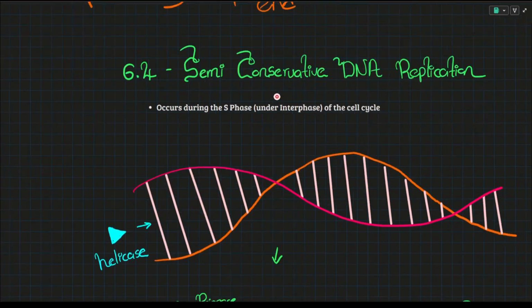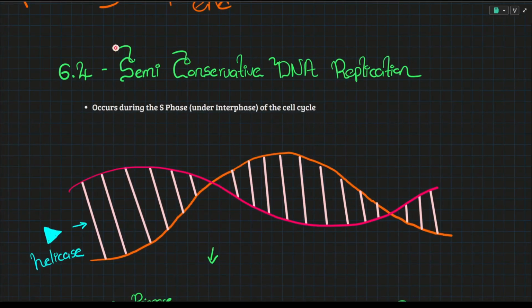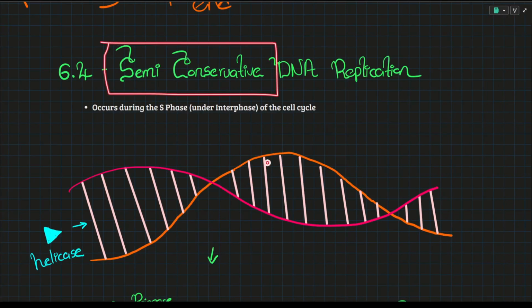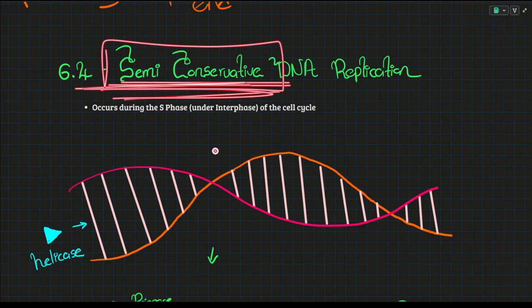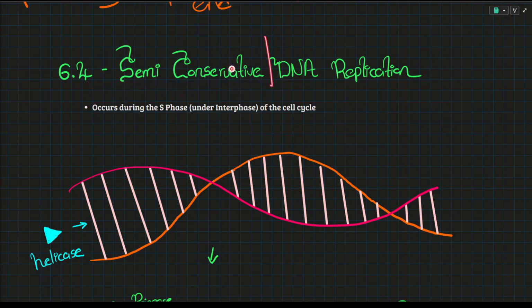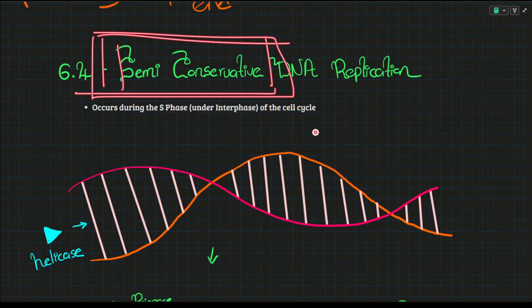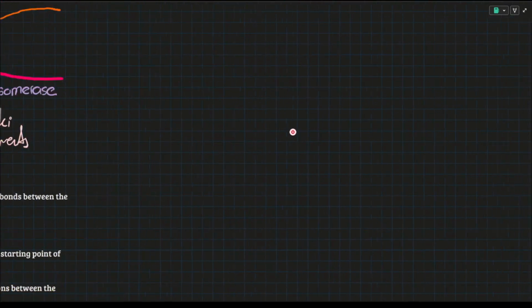Back to the point I told you that I would explain further. What do you mean by semi-conservative? Why is DNA replication known as a semi-conservative process? Let's see. It's very easy to understand.